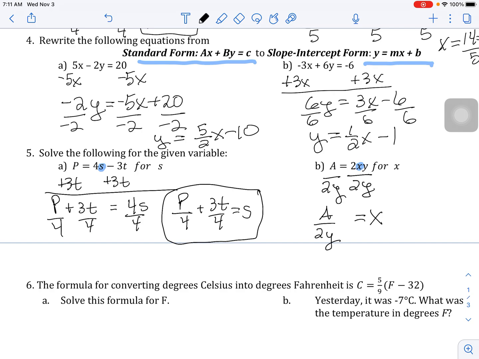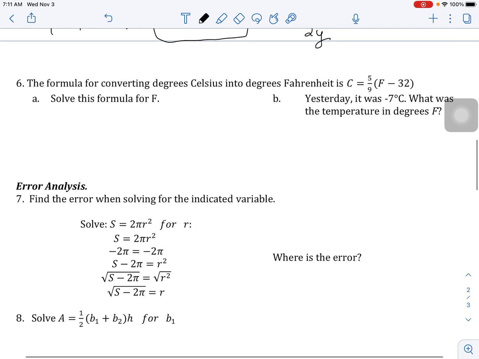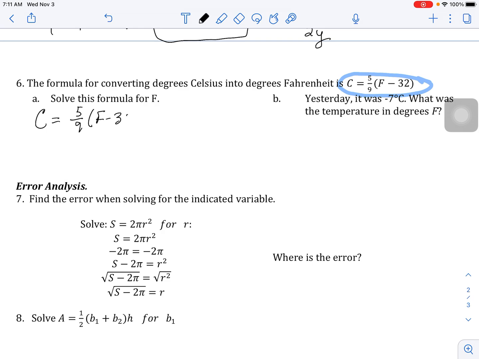A common equation that we work with when we're doing literal equations is the equation to convert from Celsius to Fahrenheit. C stands for Celsius, F stands for Fahrenheit. Solve this formula for F. So I'm going to rewrite it over here. So C equals 5 over 9 times (F minus 32).